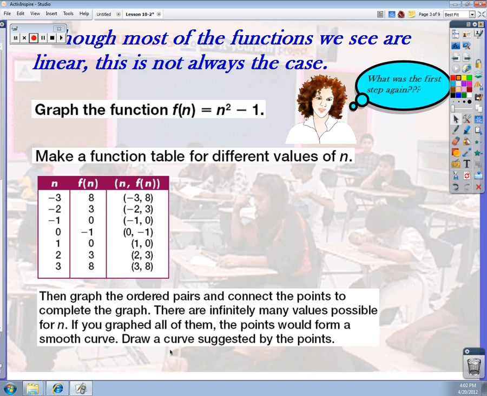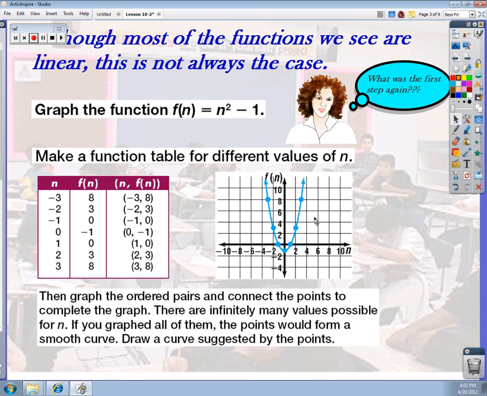After we've come up with our ordered pairs, we want to be able to graph them. When we do graph them, you'll see that this is clearly non-linear because it is not a single straight line segment of 180 degrees. Instead, it comes down and it curves back up. That's a result of the squared value that we have right here.